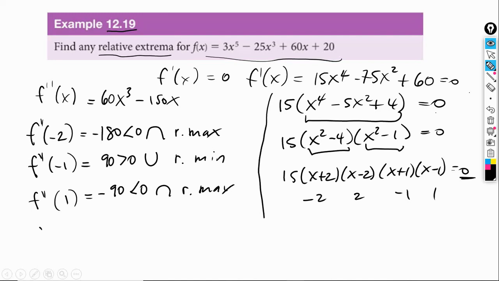Okay, and finally, second derivative test with 2, and with 2, we're going to get 180, which is greater than 0. That means upward concavity, so this is a relative minimum.